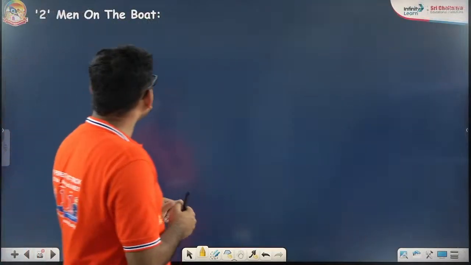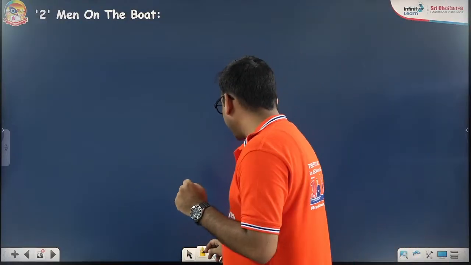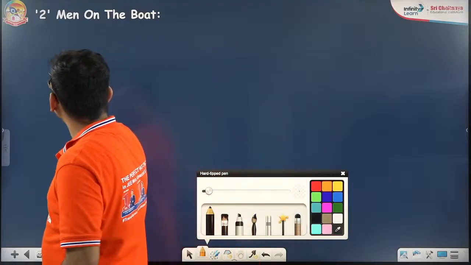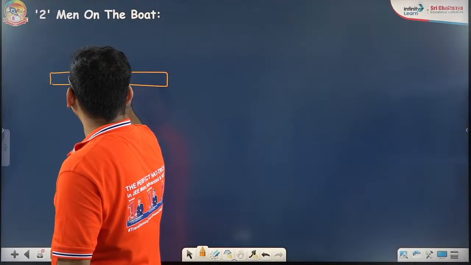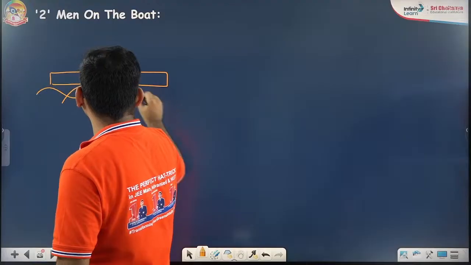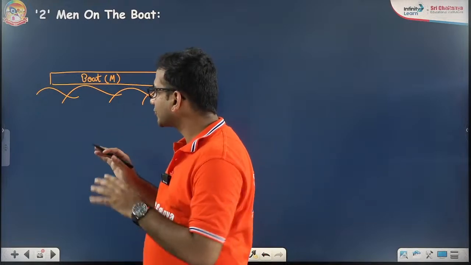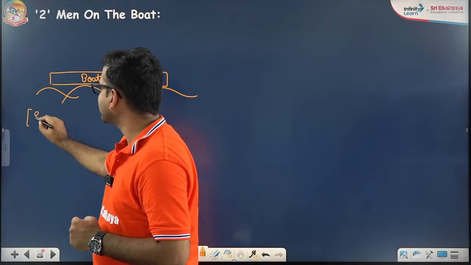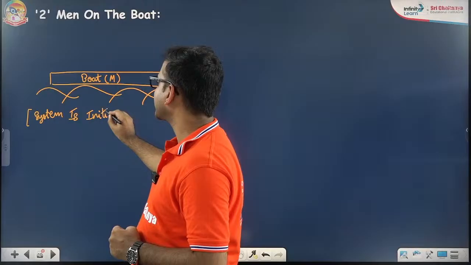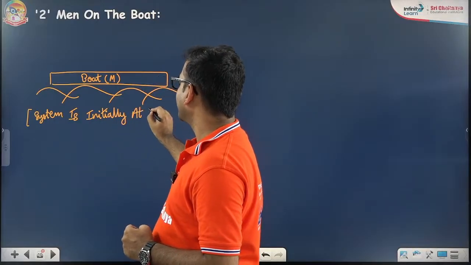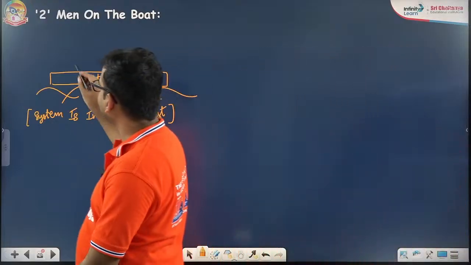All right. Now, 2 men on the boat. Single man on the boat we have understood. Now we are writing 2 men on the boat. So there is a boat of mass capital M. The significance of this situation is that there is no considerable external friction, so you can ignore the external force. The system is initially at rest, which means the initial momentum of the system is 0. Since there is no external force acting on it, the system's final momentum must also be 0.